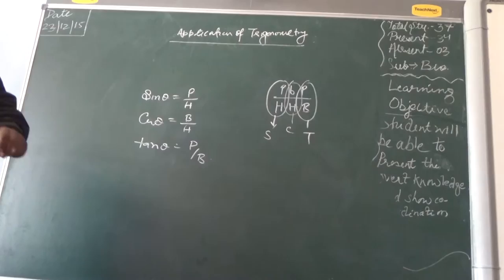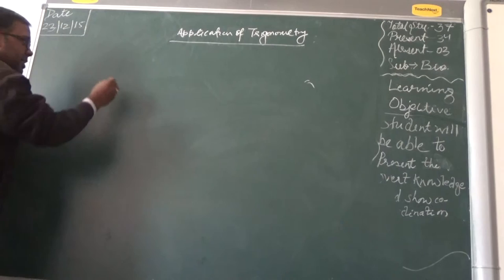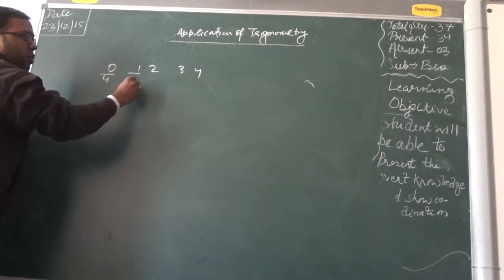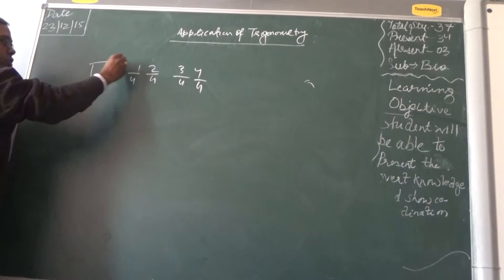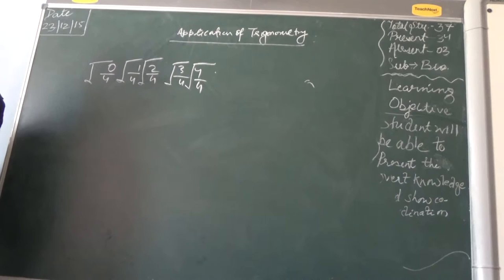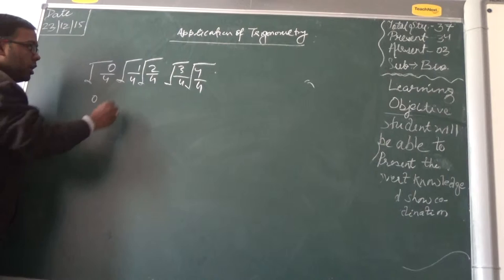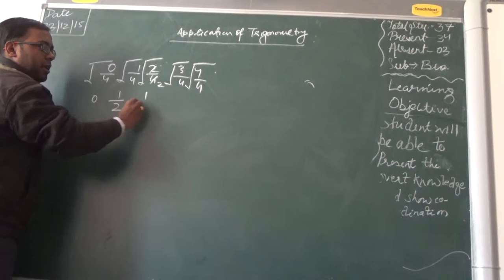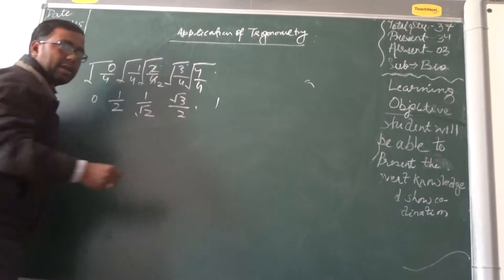How to calculate the sine theta, cos theta, tan theta? Just write the numbers 0, 1, 2, 3 and 4. Divide with the highest number: 0 by 4, 1 by 4, 2 by 4, 3 by 4 and 4 by 4. Take the root of each: root of 1 by 4, root of 2 by 4, root of 3 by 4, root of 4 by 4. Fine? Now root of 0 by 4 equals under root 0 equals 0. Root of 1 by 4 is root 1 upon 2, which is 1 by 2. Root 2 upon 2, root 3 upon 2, and root 4 by 4 is root 1, which is 1. Fine? So these are the values.